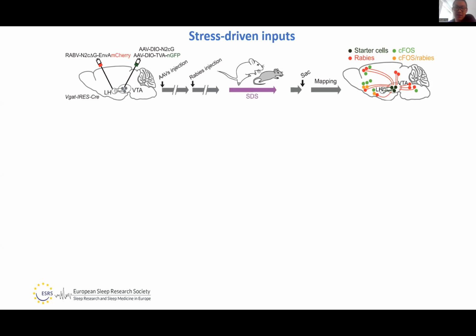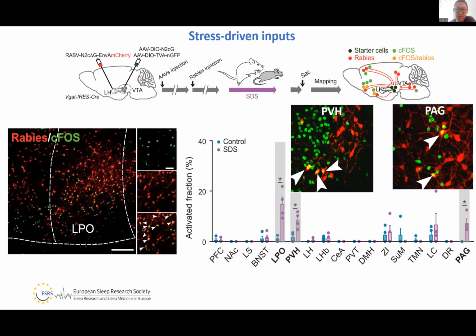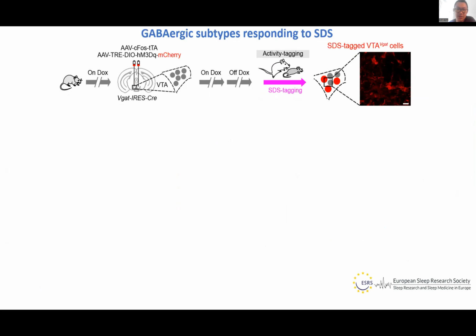And we also investigated the identity and activity of inputs that were relevant for social stress. For this, we used a novel rabies system combined with cFos-based activity mapping. We expressed the rabies components in VTA-VGAT neurons, following the injection of rabies virus into the VTA. A few days later, the animals were given social defeat stress. We conducted a whole brain mapping of rabies-labeled presynaptic inputs and stress-activated cFos expression. And we found only the ALPO, PVH, and PAG had overlap of cFos-positive cells and the rabies-labeled presynaptic inputs, suggesting VTA-VGAT neurons receive stress-driven inputs mostly from the ALPO, PVH, and PAG.